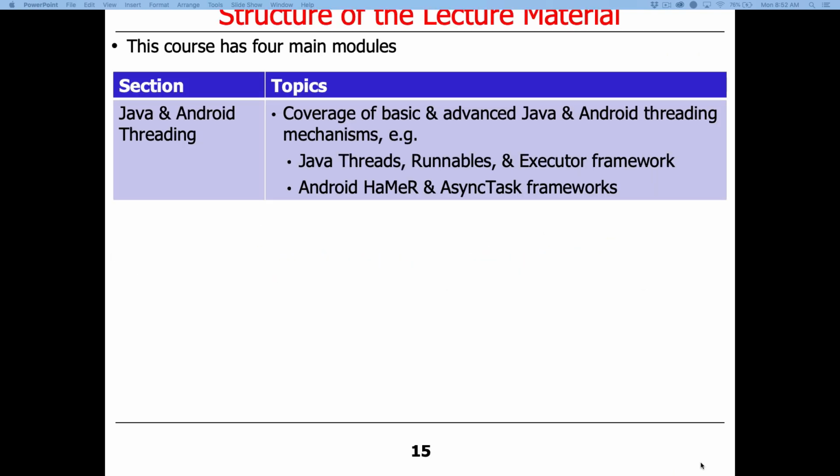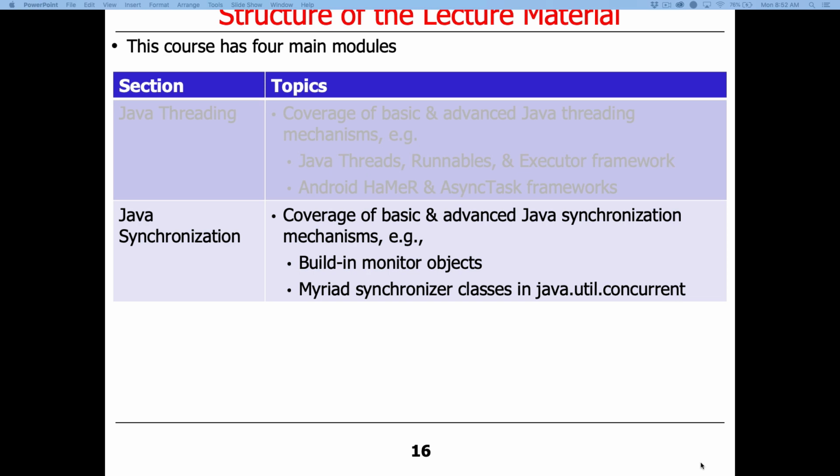So here's what we'll be covering. There are 4 main modules in the course. One of the key things we'll start out with is talking about Java threading and associated classes and interfaces that work with threads, things like runnables and the executor framework. We'll cover this stuff throughout the semester. We'll also be covering some of the cool Android concurrency mechanisms like the handlers, messages, and runnables, or HaMeR framework, and the AsyncTask frameworks.